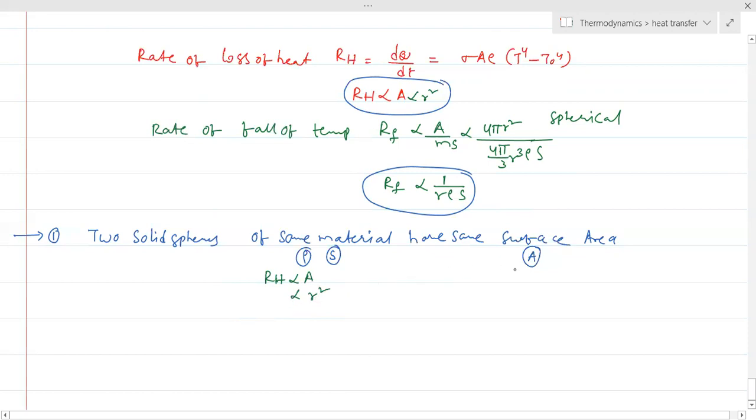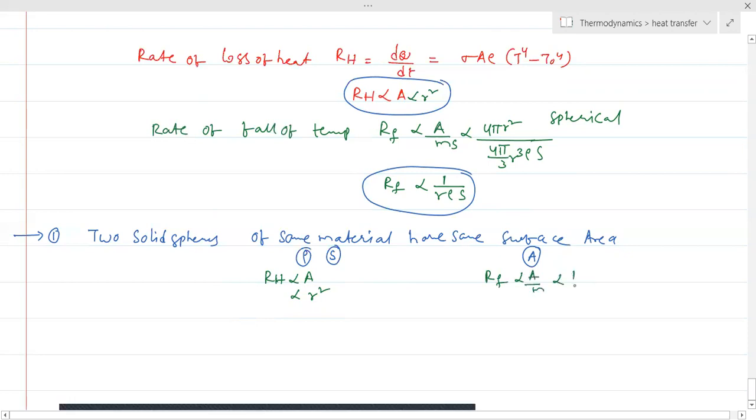But when we are discussing this rate of fall of temperature, RF is proportional to A by M. So that is nothing but 1 by r. Same material, same surface area means both are the same. RH remains constant and RF also remains constant.